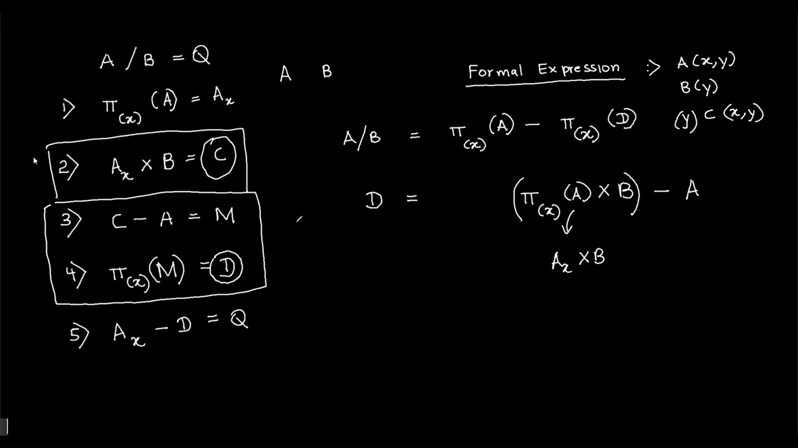Instead of introducing new variables, I'm just going with the flow. Okay? So project x attribute of A, cross product with B minus A. So this will give me D. So this is how I'm going to use the formal expression. This is easy, right? In single steps we have taken the formal expression. So this is easy.